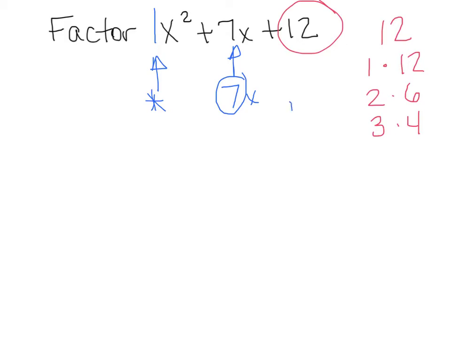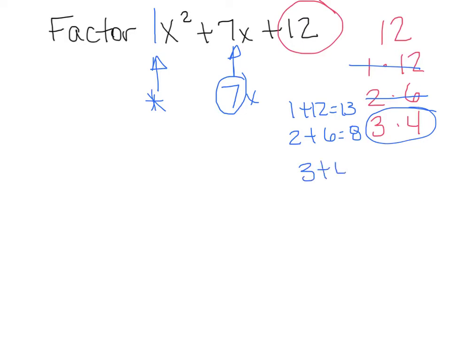1 plus 12, that is 13. So I'm not going to be interested in those factors. 2 plus 6, that equals 8. So I'm not really interested in those factors. These factors, 3 plus 4 equals 7.